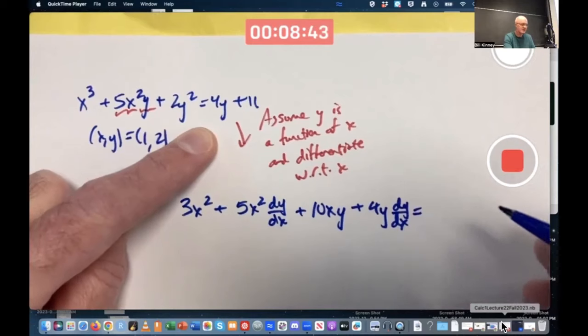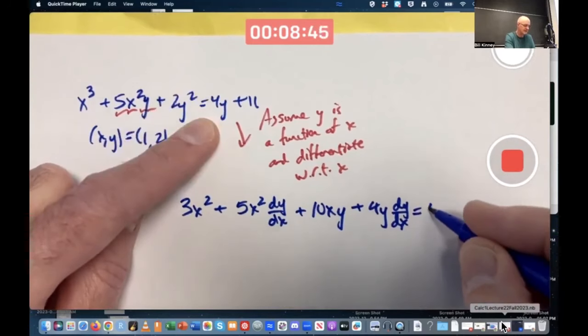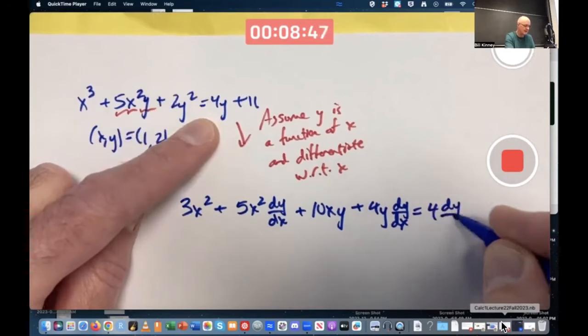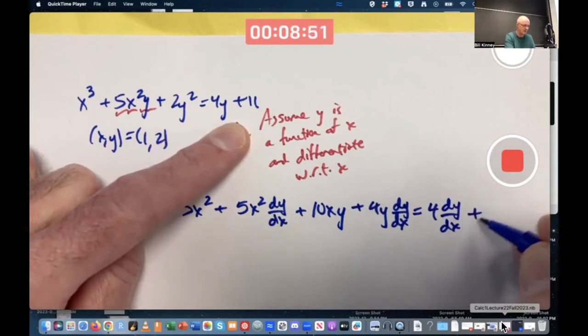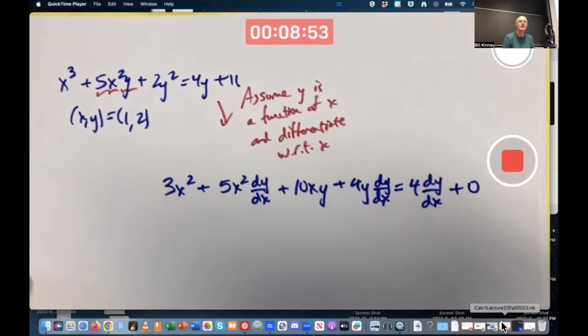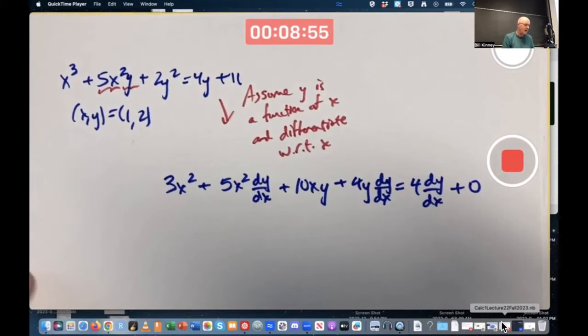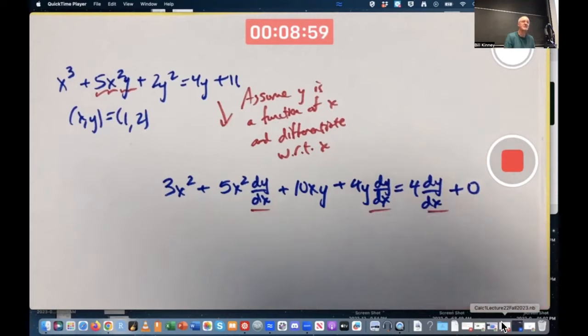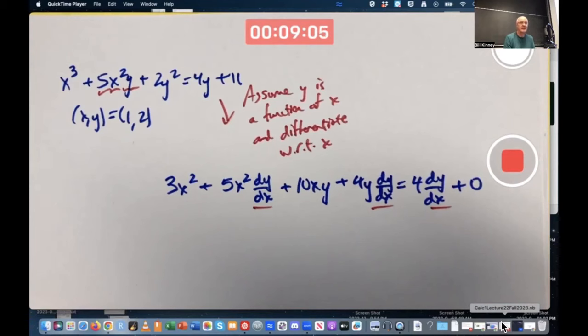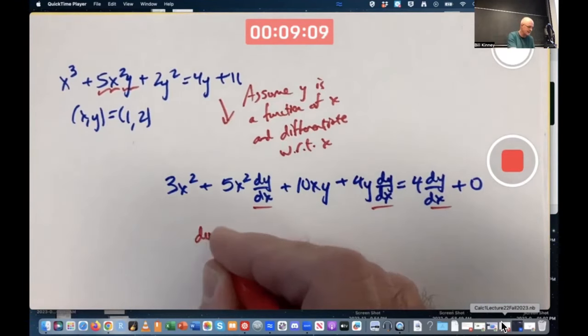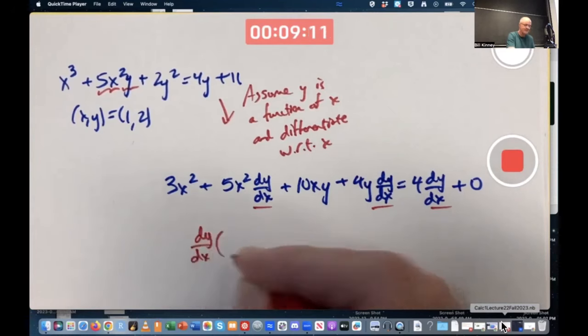On the right side, I differentiate with respect to x, keeping in mind y is a function of x, so I get 4 dy/dx. 11 truly is a constant. It differentiates to 0. Now, solve for the unknown that you want to find, dy/dx. Even though it's a complicated looking equation, it is linear in the unknown quantity dy/dx. I can solve for dy/dx by isolating it.